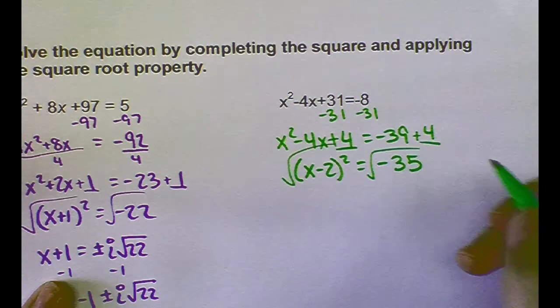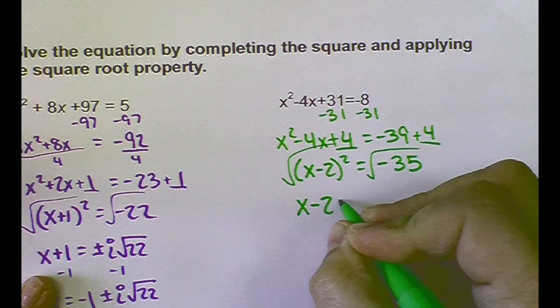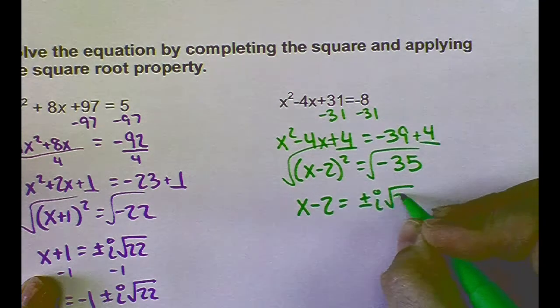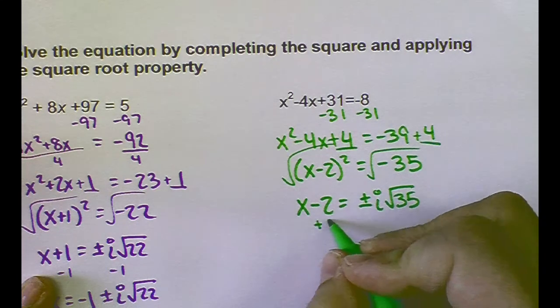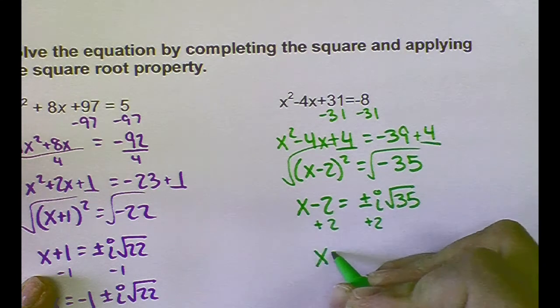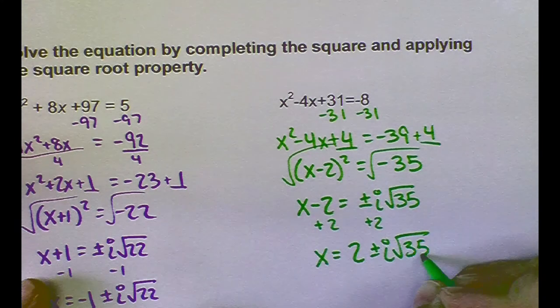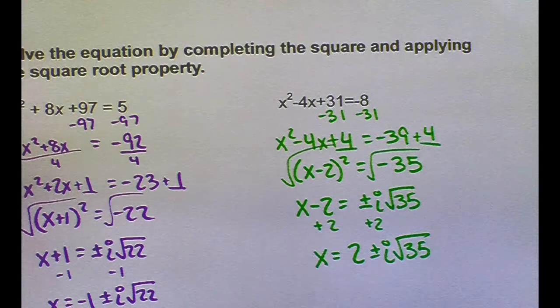We'll square root both sides. Gives me x minus 2 equals positive or negative i square root 35. And then add the 2. x equals 2 plus or minus i square root 35 for our final answer there. All right, you'll have a bit of practice now on all of this.